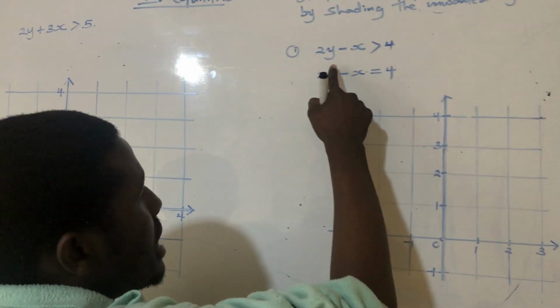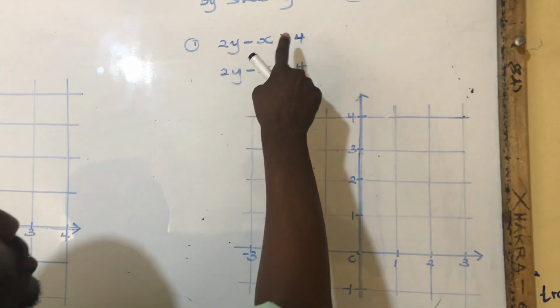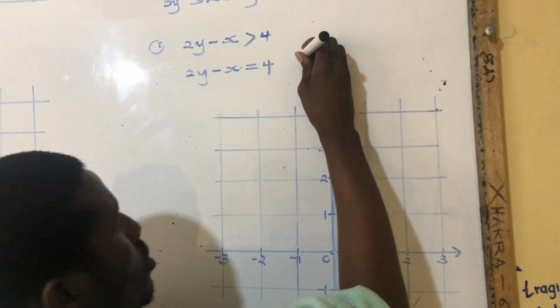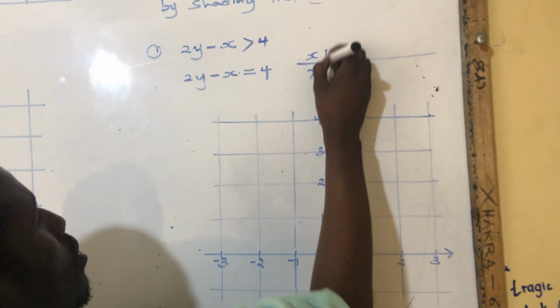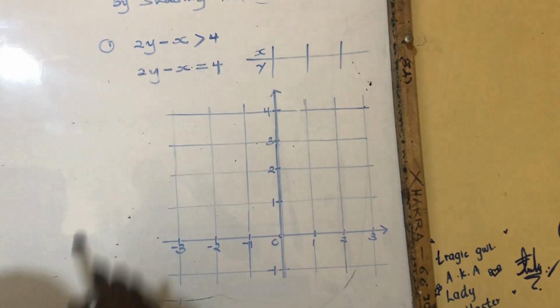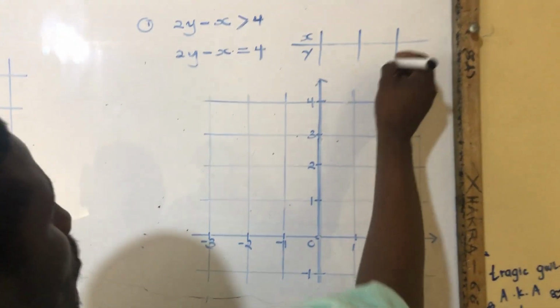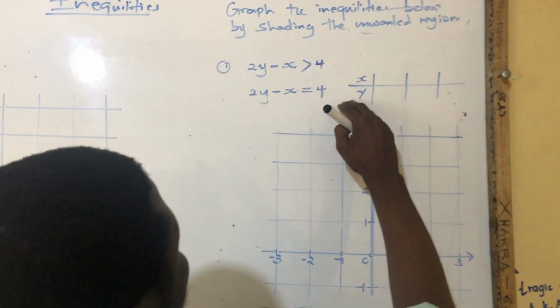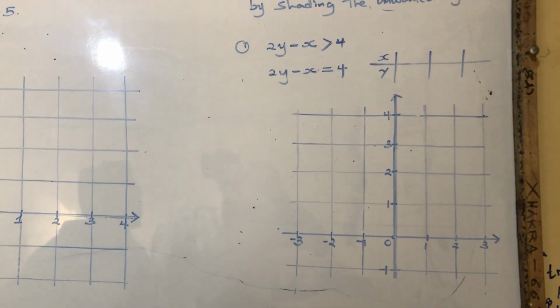So what do we have here? 2y minus x is equal to 4. What do we do? We will do a table for this equation. What table are we going to do?